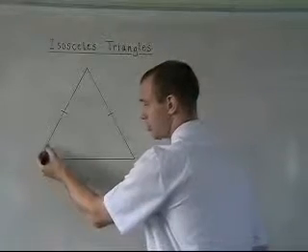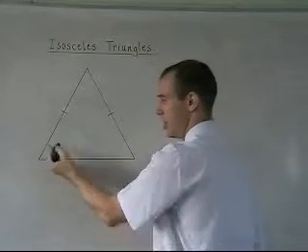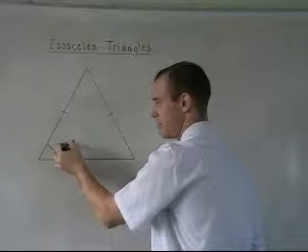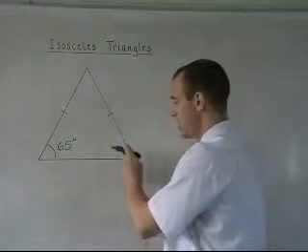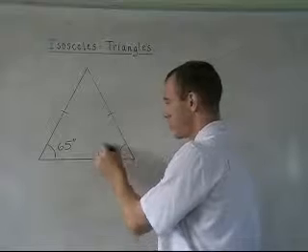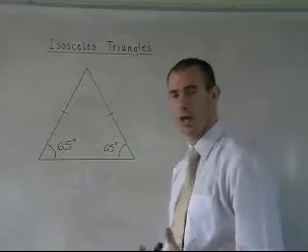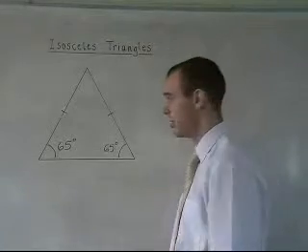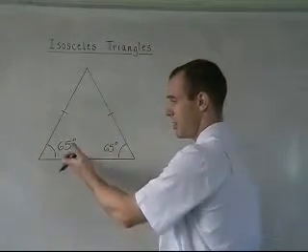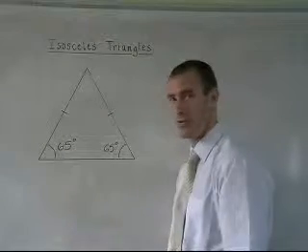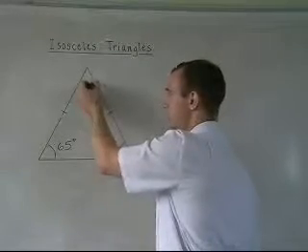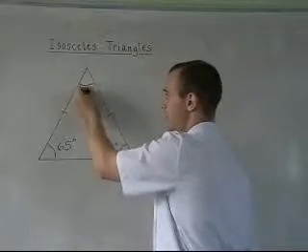So for example, if this angle down here was 65 degrees, then this angle down in the right corner is also 65 degrees. Using the knowledge that the angles in a triangle add up to 180, we can say 65 plus 65 is 130, which means the top angle must be 50 degrees.